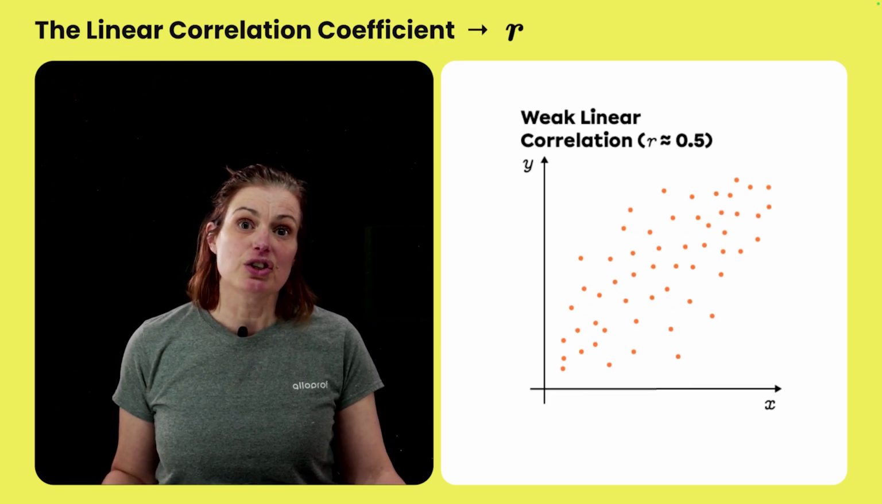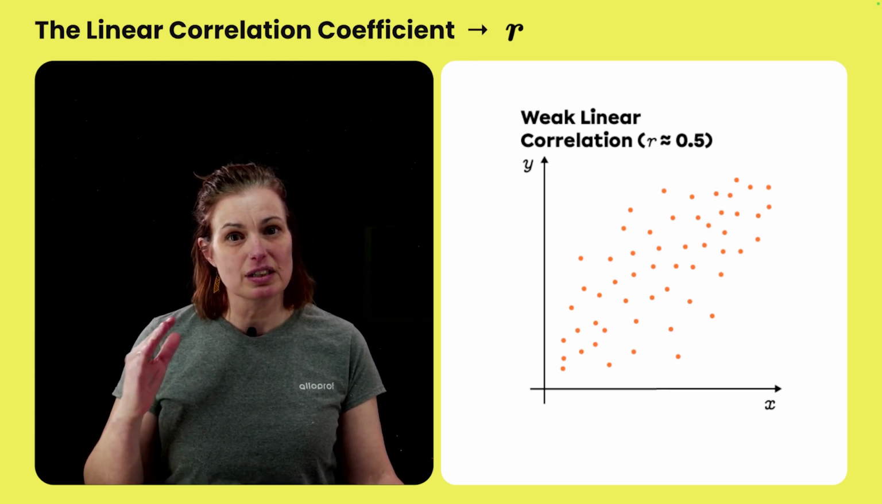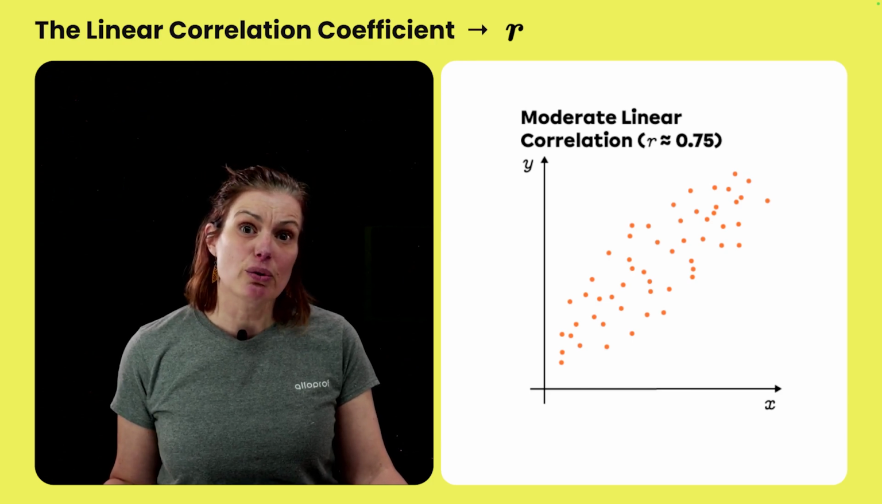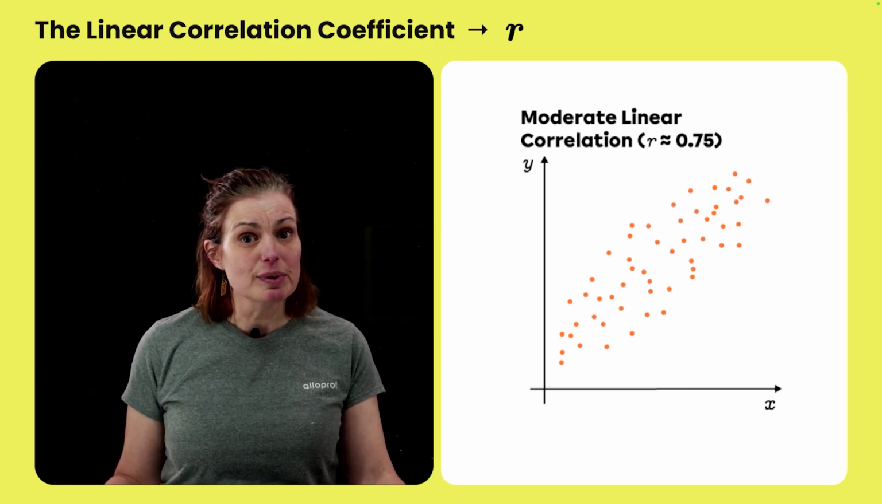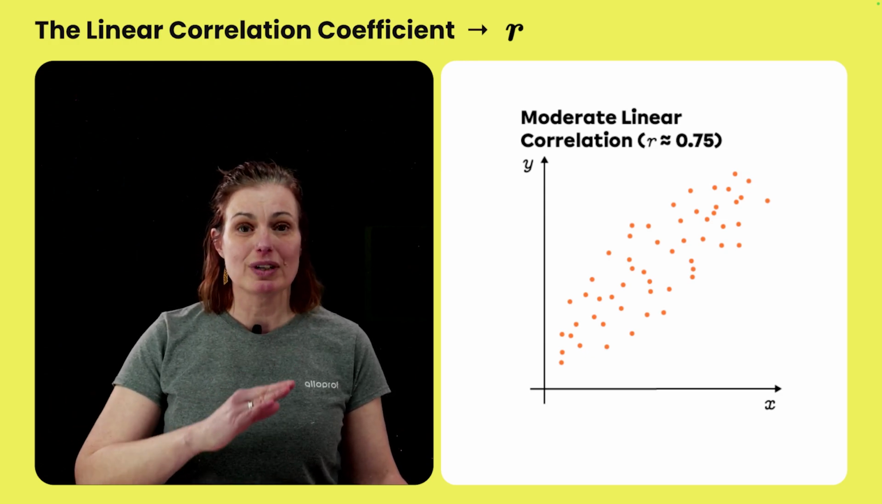Weak linear correlation would correspond to an R value of approximately equal to 0.5. So you can see that the data is starting to group up a bit. If we have moderate linear correlation, then we're looking at an R value of approximately equal to 0.75. So you see that our data is grouping even more, trending in a linear way.